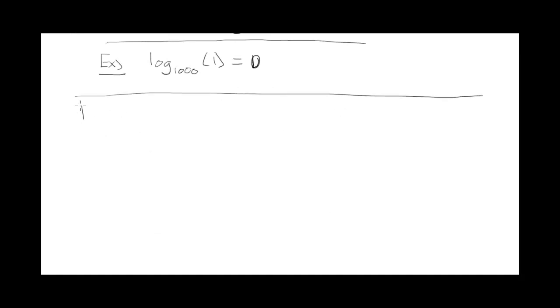Property 2. This is the property you're going to probably find the most useful. This property will help us evaluate logarithms much quicker than we did in the previous lesson. So what this one says is that log base a of a to the power of x is equal to x.